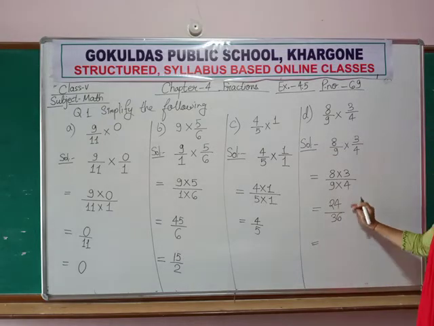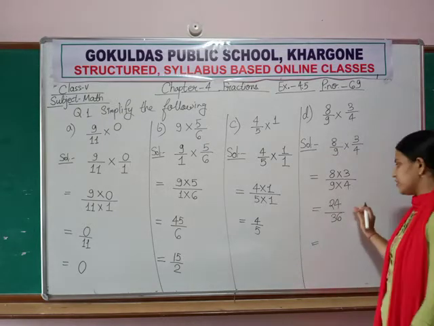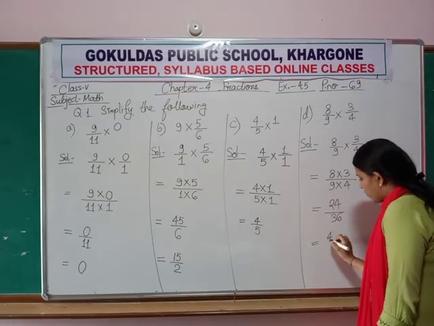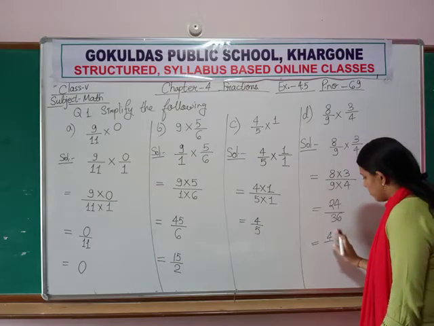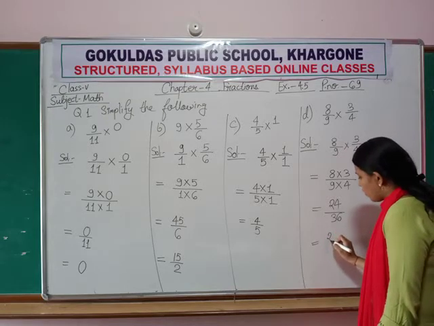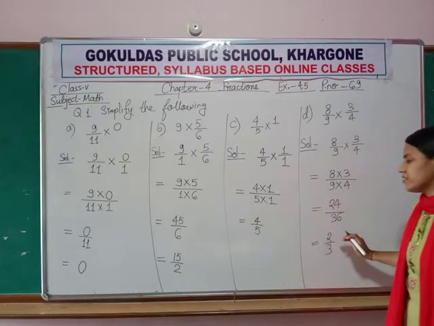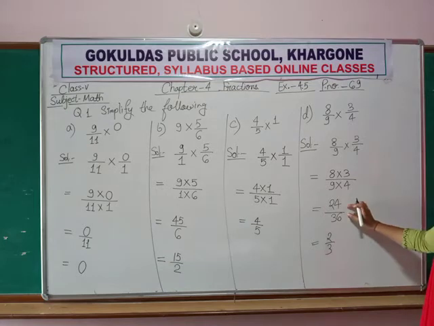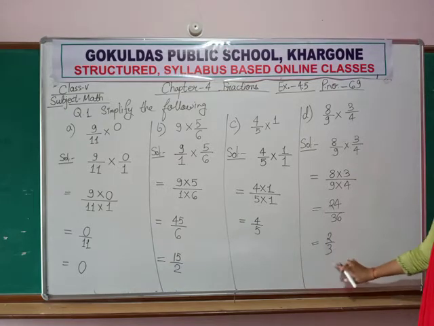If I divide both the numbers by 6, my result will be 4 upon 6. That is 2 upon 3. 2 upon 3 is its reduced form. When you reduce it to lowest form, your result will be 2 upon 3.